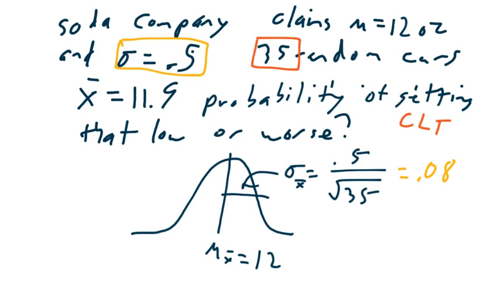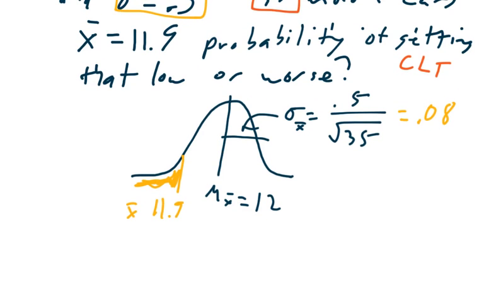So 11.9 would be right about there. And we want to know what this area is. So we're going to find the z-score. Remember, we're using z because they gave us the standard deviation of the whole thing. So negative 0.1 divided by my answer turns out to be negative 1.18.